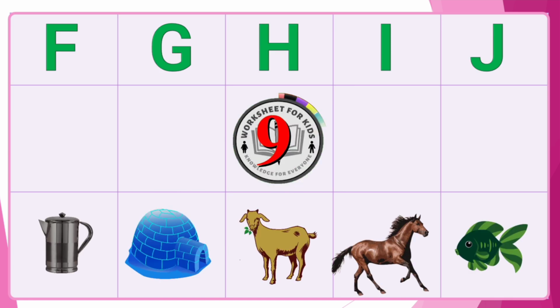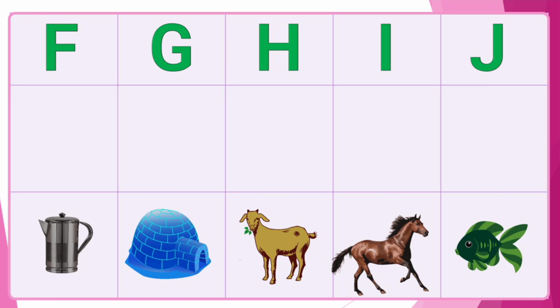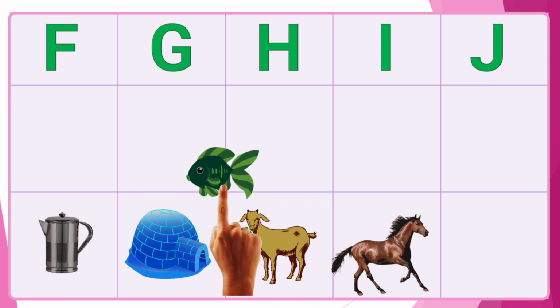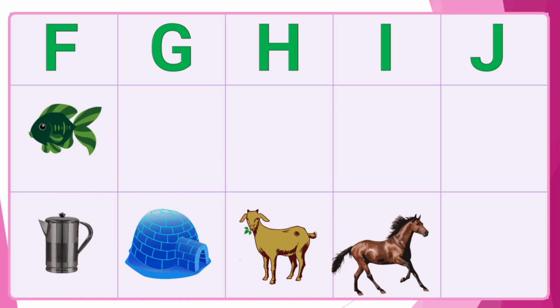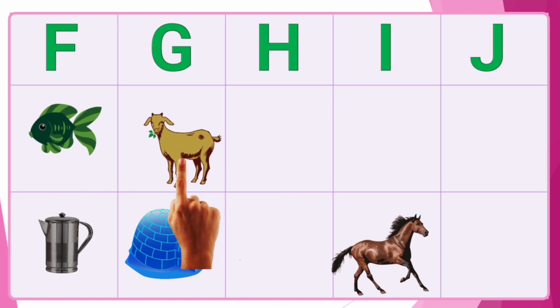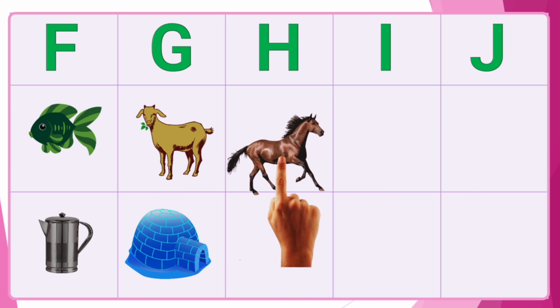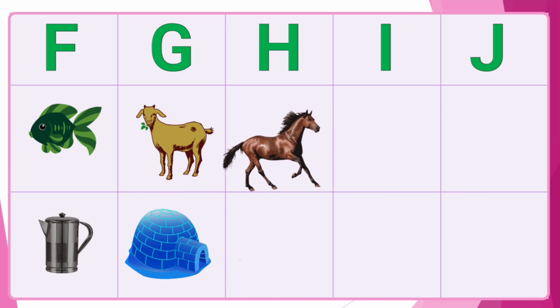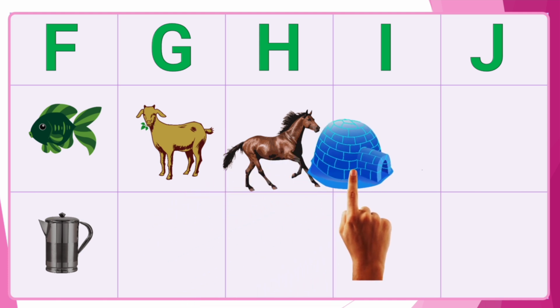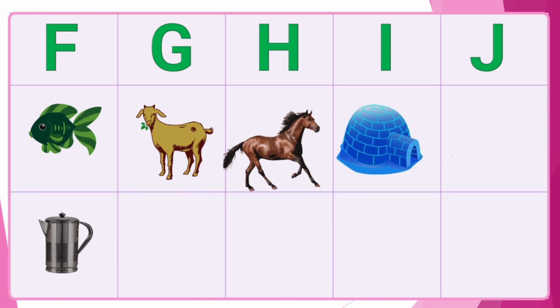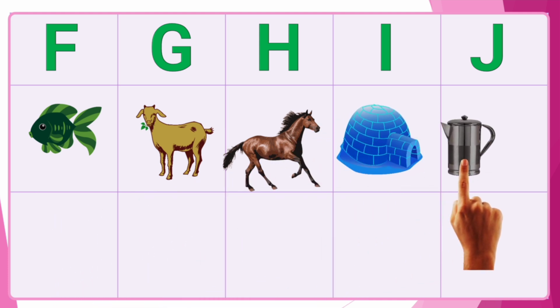10, 9, 8, 7, 6, 5, 4, 3, 2, 1, 0. F for fish. G for goat. H for horse. I for igloo. J for jug.